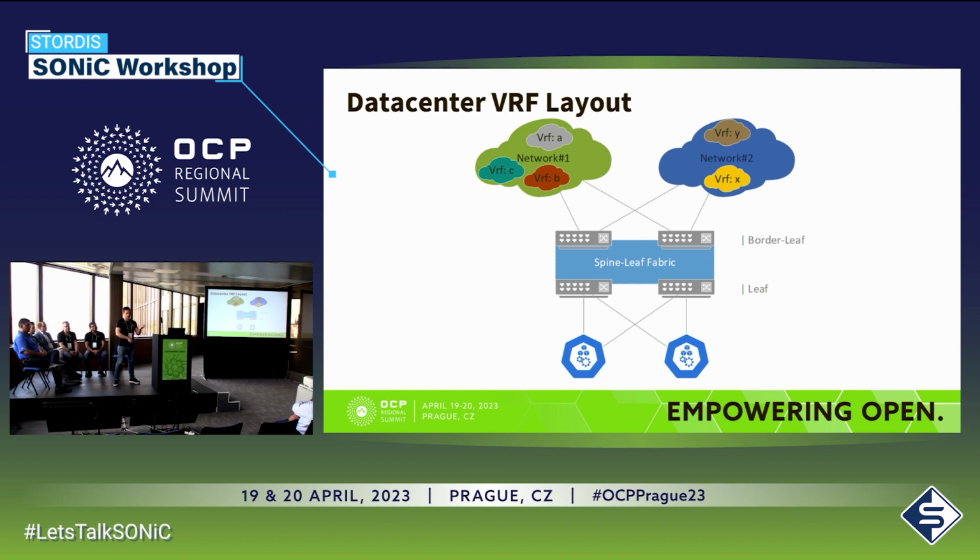And then the spine leaf fabric is in the middle. At the end, we have the leaf where the worker nodes are connected. In this picture, you can see just 4 connections, but in reality, every worker node is connected by 4 times 25 gigabit to at least 2 switches.